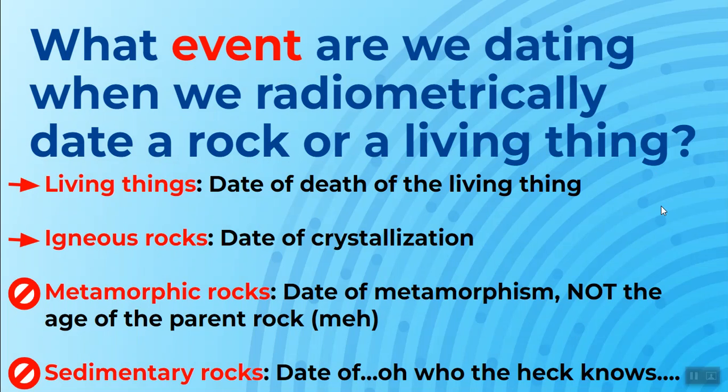So here's a question for you. When we think about dating rocks or archaeological things like formerly living things, what event or what thing are we actually dating when we radiometrically date a rock using the parent-daughter ratio and the half-life? Well, for living things, we're actually dating the death of that living thing. There is carbon exchange with the atmosphere in living things, but upon death, that stops, and that starts the clock that we use to date that item.